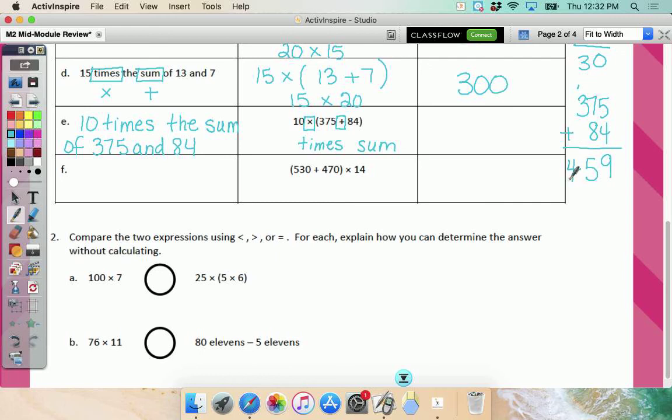Okay, so I have to solve this problem. 459 is not my answer. I've got to do 10 times 459. Just add the 0. Wait a minute. Can I pull sticks? Caden, how are you going to solve this part? Anything times 10, add a 0 to the end. So what's the answer? 4,590. Very good.